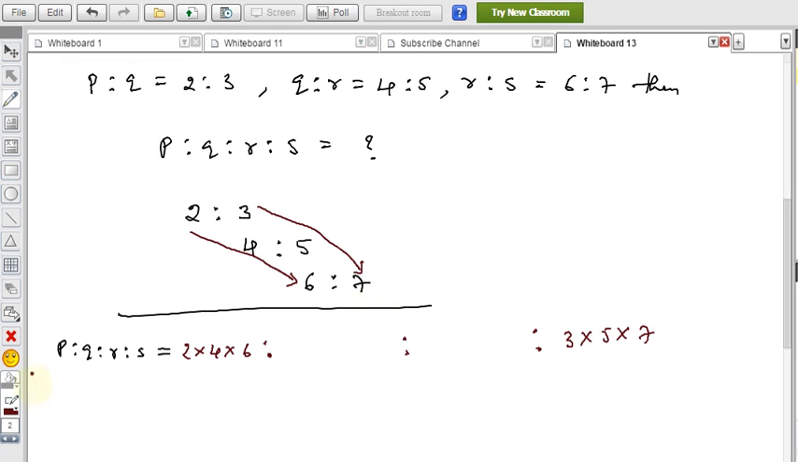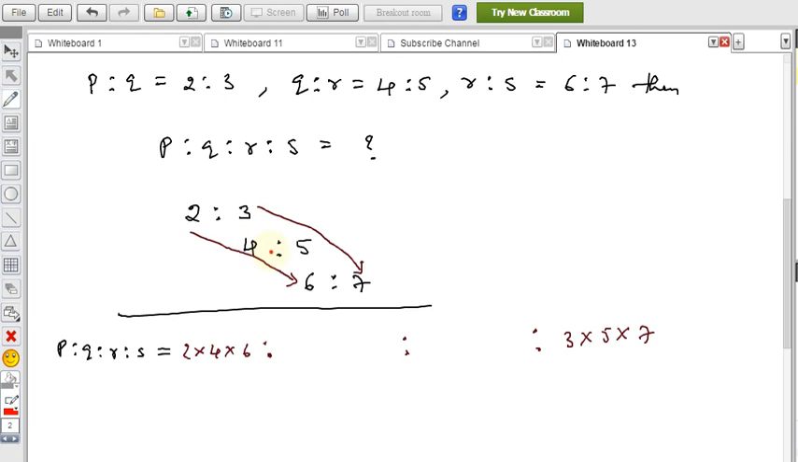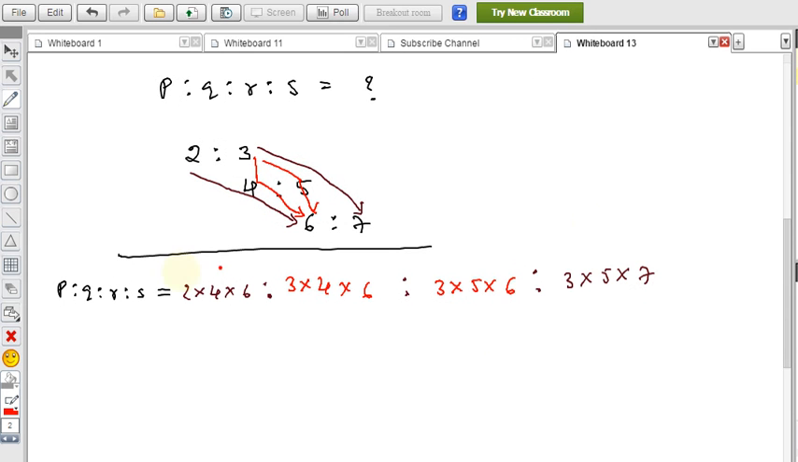Next, the middle ones we need to multiply crosswise. That is 3, 4, 6 and 3, 5, 6, so 3 into 4 into 6 and 3 into 5 into 6. So just a triangle shape. So 2, 4, 6 is the first part and 3, 5, 7 is the last, and the middle is 3, 4, 6 and 3, 5, 6.